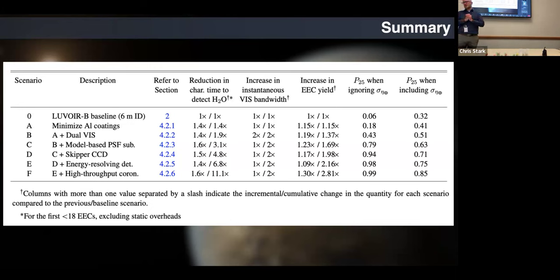For the skipper CCD, there's a pretty clear path to that. But other things like model-based PSF subtraction are a more complicated system-level trade. Energy resolving detectors are very challenging because you have to cool them to sub-millikelvin and introduce all sorts of system problems. So some of these will be easy, some of them will be hard, and some of them we've already incorporated into the design.